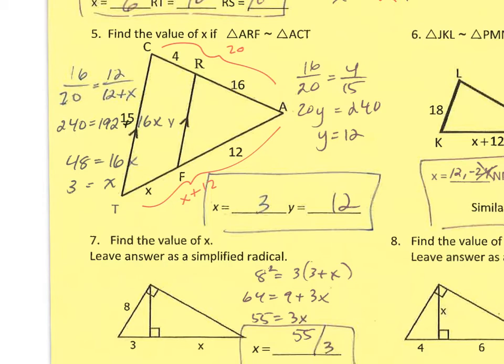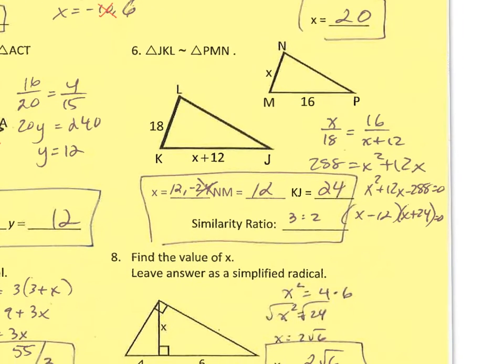So then I get 16x equals 48, x is 3. And the same goes for the other side. So I'm going to take 16 over 20 equals y over 15. You set it up, you solve, you cross multiply, you get y is 12. That's a pretty good problem. Pretty heavy question based on what we did before.